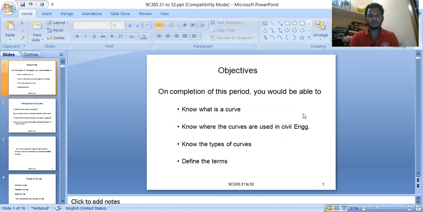So our objectives in this class are to cover: we have to know what is a curve, then we have to understand the uses of curves in civil engineering, meaning where the curves are useful for civil engineers, and then we have to go for types of curves, what the different types of curves are and where we will use them, and then we learn different terms involved in curves. So these are the objectives we will learn now.